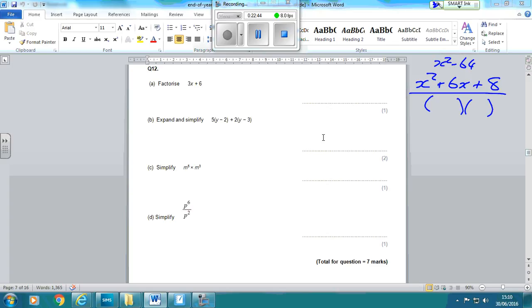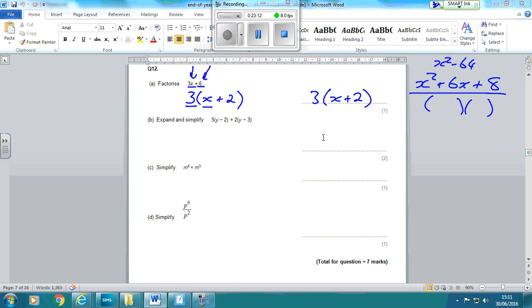So we have 1 bracket here. And we've got to find something that goes into this thing and also goes into this thing here. So the number 3 goes into both of them. We take the 3 outside. Now 3 times something makes 3x. So that something must be x. Then 3 times something makes a 6. So 3 times 2 makes a 6. So it's going to be 3 lots of x plus 2.